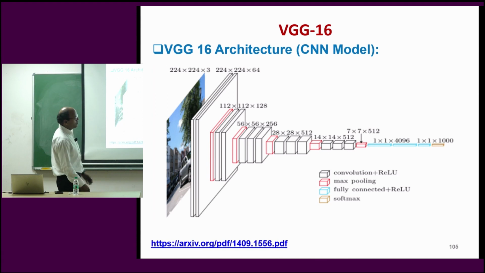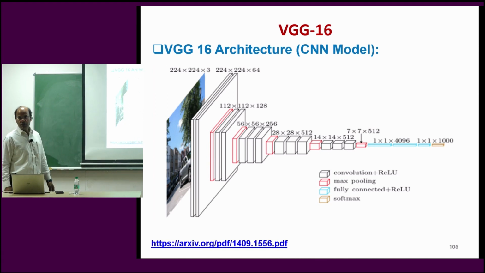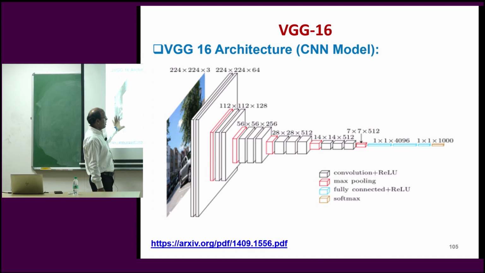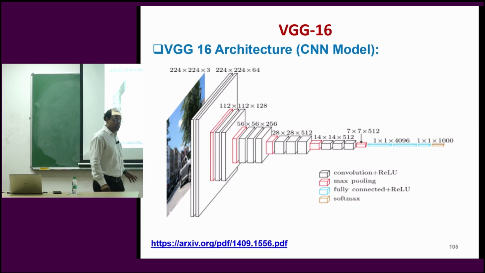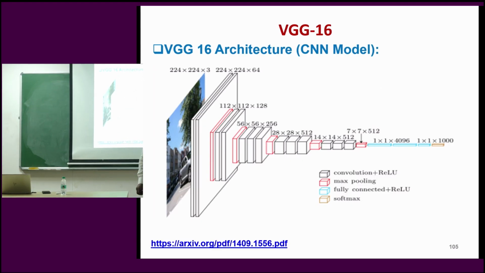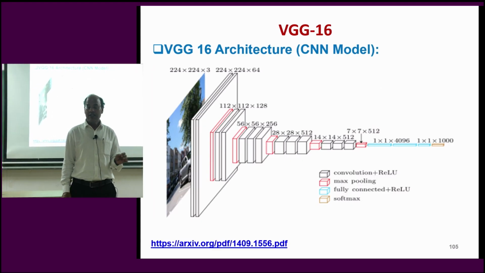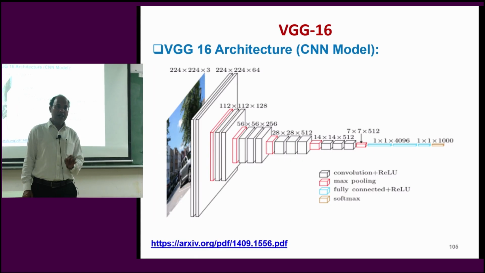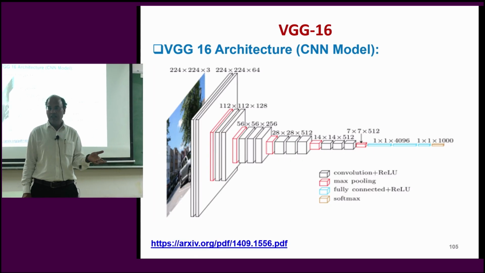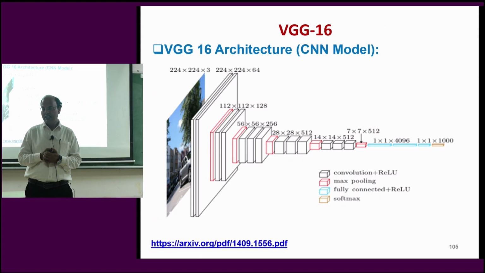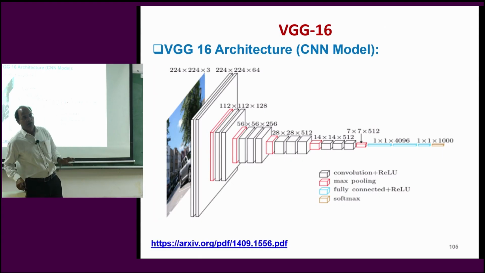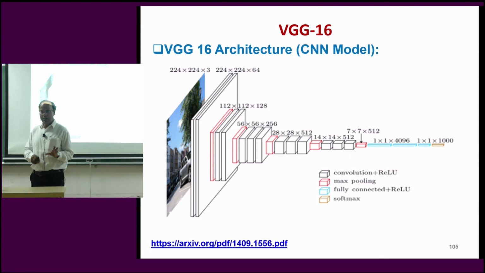Finally, our last output will be 1000 nodes, because this particular model is designed for the ImageNet Large Scale Visual Recognition Challenge, which was conducted again in 2014. It started in 2012. AlexNet was the winner, but between 2012 and 2014, variants of AlexNet also introduced minor modifications.